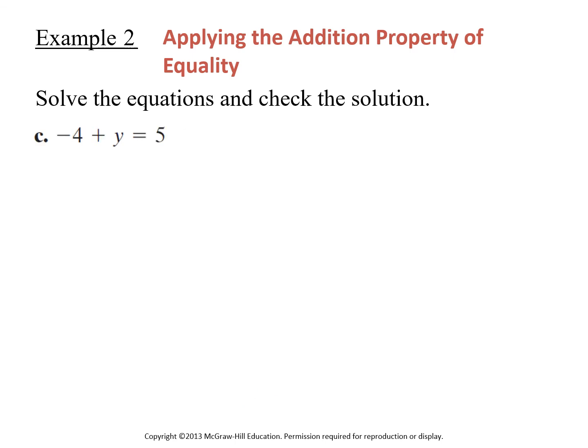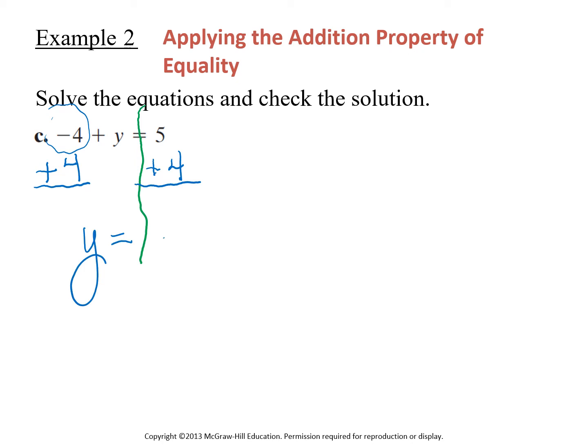Okay, so for this equation, I want to solve for y. So I want y alone on the left. So if y is alone, I need to get rid of this -4. So to eliminate a constant, you use addition or subtraction. -4 plus 4 will be 0, and I'm going to add 4 on both sides of the equation, and my solution, y equals 9.